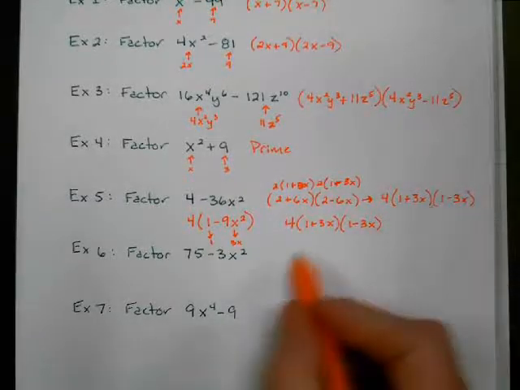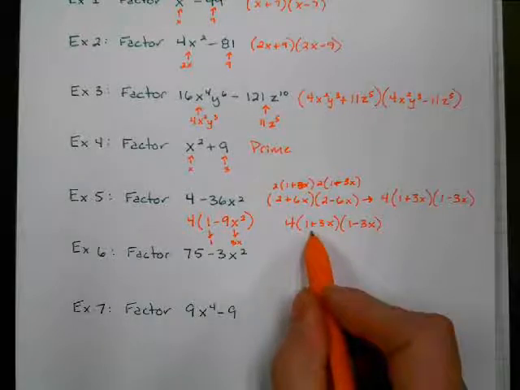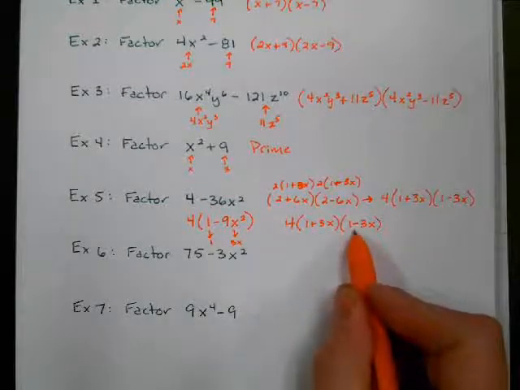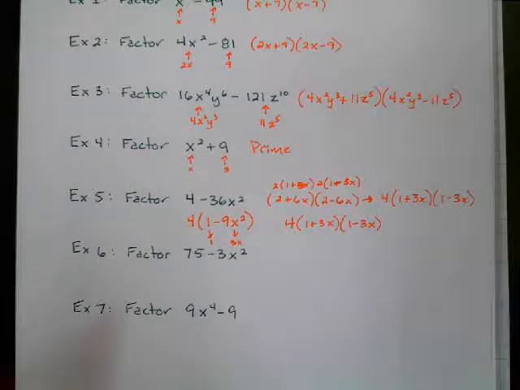All right, so we get 4 times 1 plus 3x and then times 1 minus 3x. Easier to get the GCF out first.